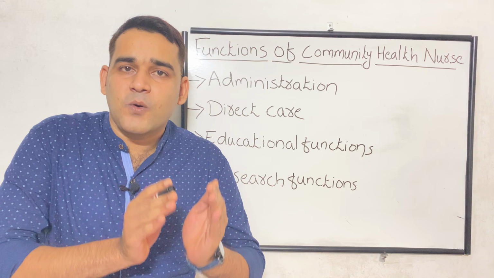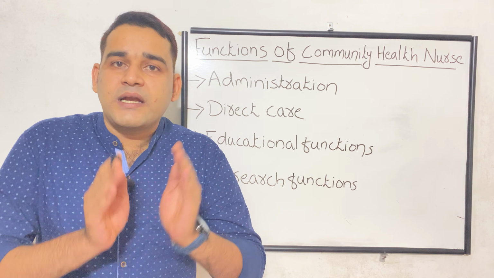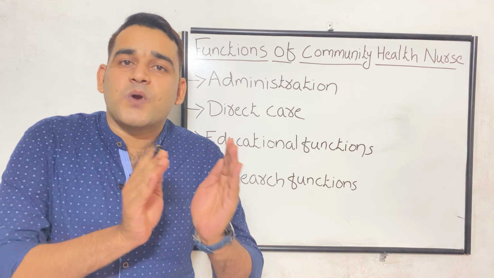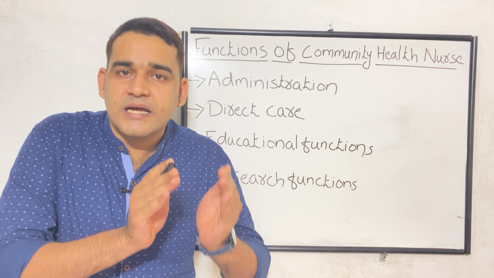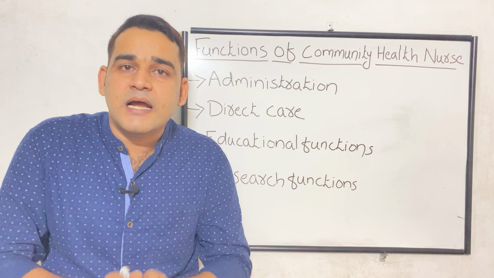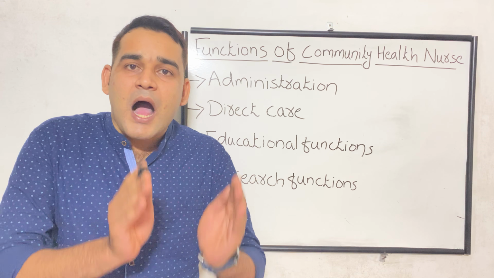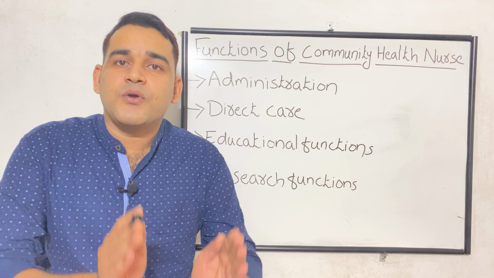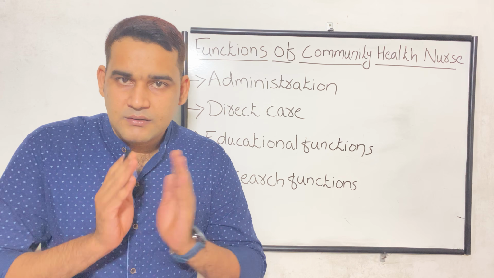After identifying the problem, the community health nurse should plan for the care. What care do I have to give to solve this problem? Okay. After planning, the community health nurse should implement it, just as you wrote your care plan. That means applying the plan you made. You made a plan and now you are applying that. That is implementation of the plan.